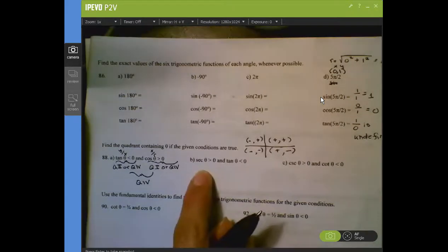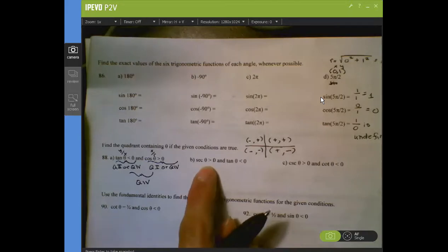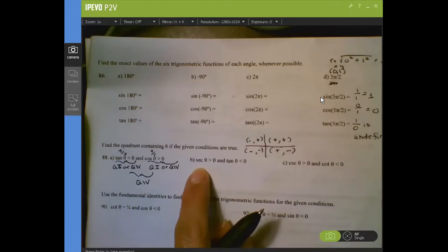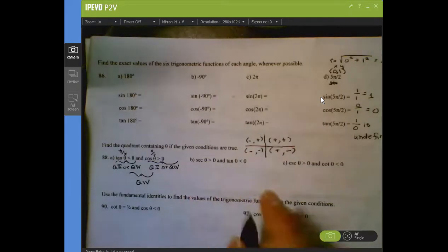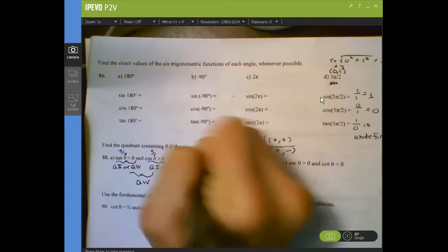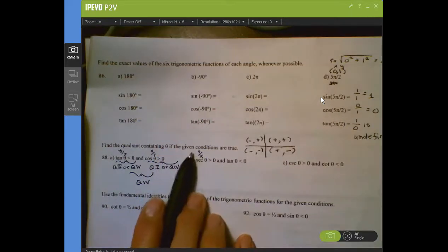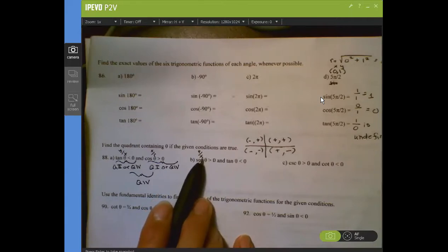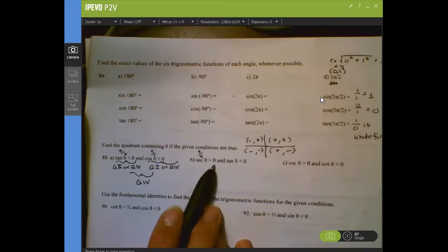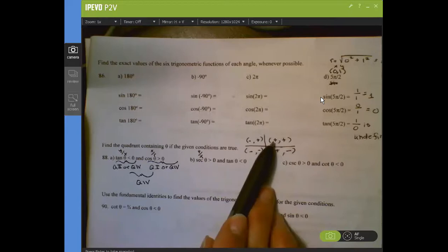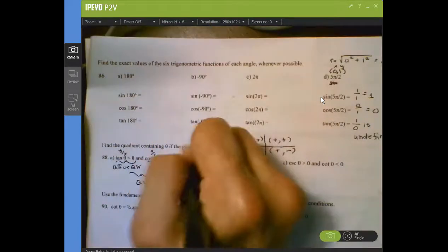In the B part, we want to know where secant is positive and tangent is negative. Well, secant is the reciprocal of cosine. Cosine is x over r, so secant is r over x. But again, the radius is always positive. So where is your x positive? We're looking for where secant's positive. That's going to be wherever x is positive, and that is quadrant 1 or quadrant 4.